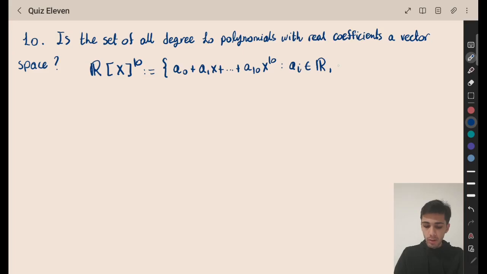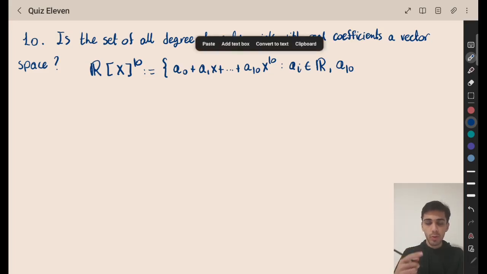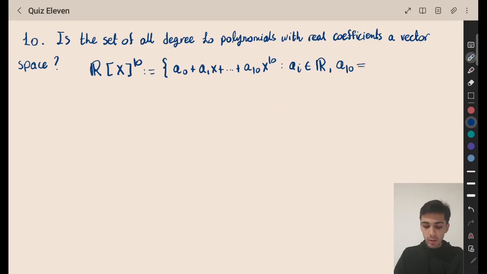We need the coefficient of the biggest term, the biggest x to the 10, to not be equal to 0. This is very important. I might even say that this is key to solving the problem. Because if this is 0, then you will get at most a degree 9 polynomial or a degree 8. You see where this is going. Like if this is 0, then you don't have a degree 10 polynomial anymore, and you exit your vector space.